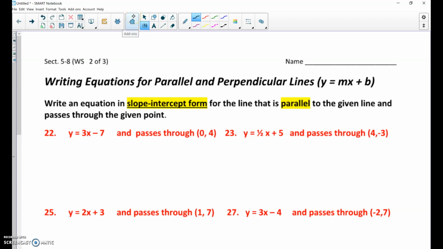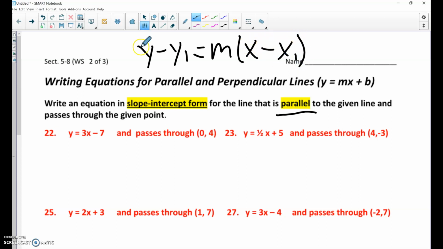Our directions say write an equation in slope-intercept form for a line that is parallel, that's our keyword, parallel, to the given line and passes through the point. So we're going to start by writing this in slope-intercept form. Remember, slope-intercept form is y minus y1 equals m, and then in parentheses, we have x minus x1.